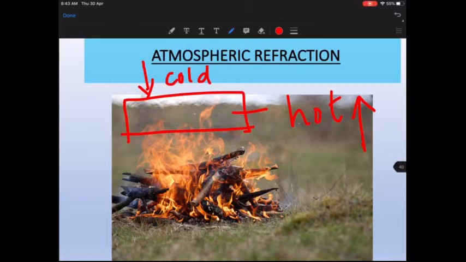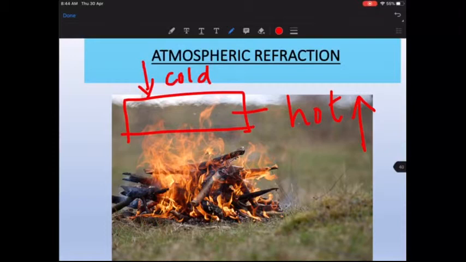When there is a change in the refractive index, the light which is traveling, its speed is also going to change, because sometimes the light is traveling in a lighter medium, then it is traveling in a denser medium. So as the refractive index changes, the speed of the light will also change. That's why when the light enters our eye, we feel this waving or flickering effect. This is known as atmospheric refraction.